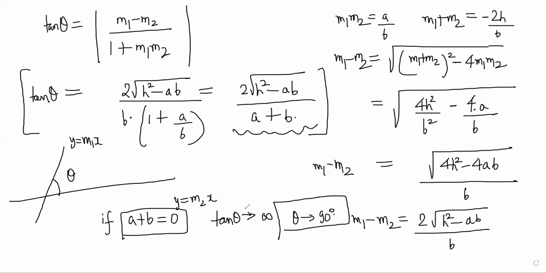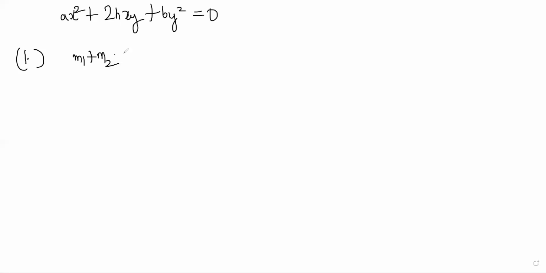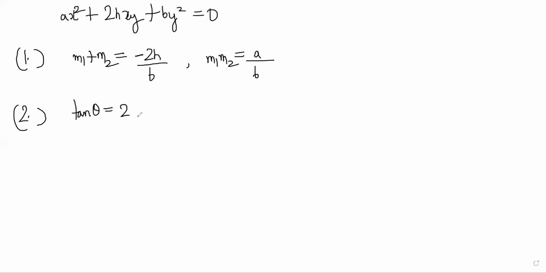So basically, if I have the equation ax square plus 2hxy plus by square is equal to 0, I know it represents two straight lines. The information that I know is the slopes of the lines: m1 plus m2 should be minus 2h by b, m1 m2 should be a by b. The angle between these two straight lines will be tan theta is equal to 2 times root over h square minus ab by a plus b.